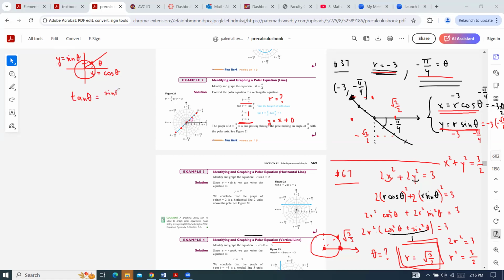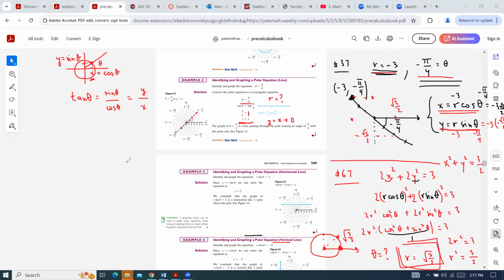Right? And sine over cosine, in terms of x and y: cosine is the denominator, x, and sine is y. So whenever you have y over x, that's going to be a tangent. So that's why they're actually using this trick.